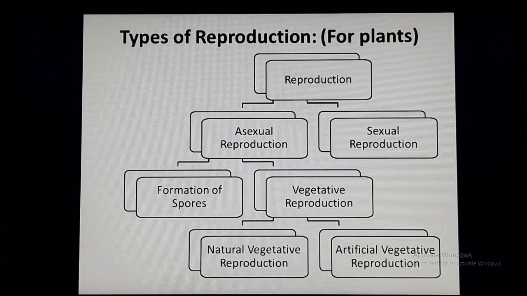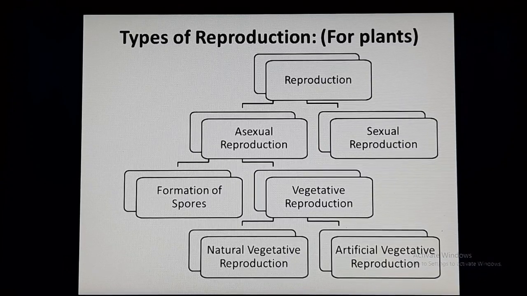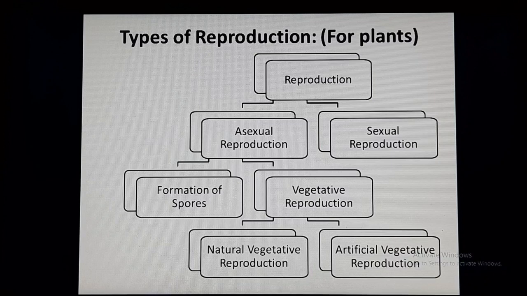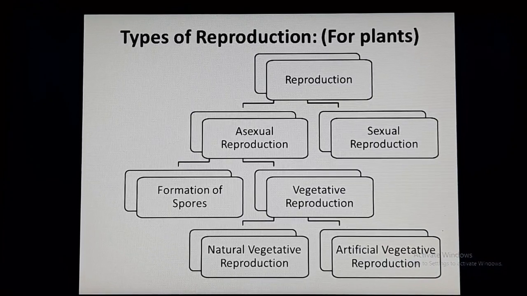Types of reproduction for plants are basically two types. One is asexual and another one is sexual reproduction. Asexual reproduction is again divided into the formation of spores and vegetative reproduction, and vegetative reproduction is divided into natural vegetative and artificial vegetative. So let's start with asexual reproduction.